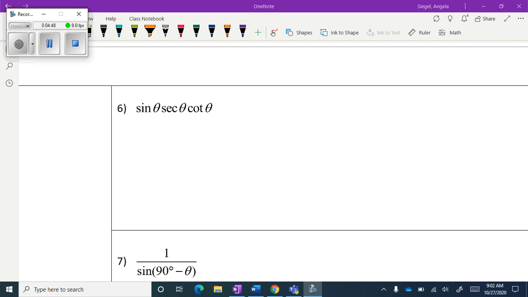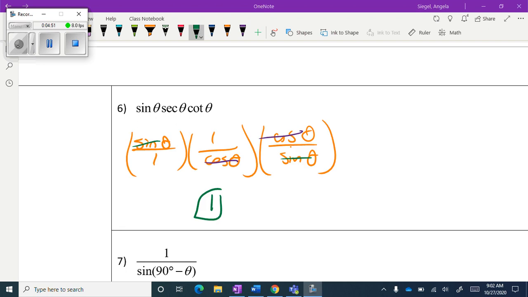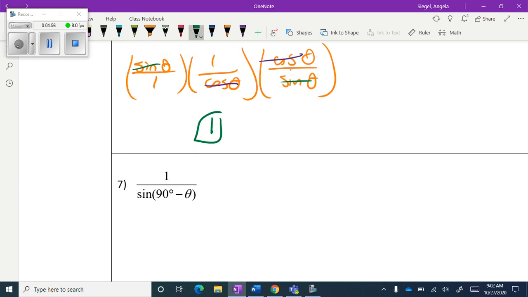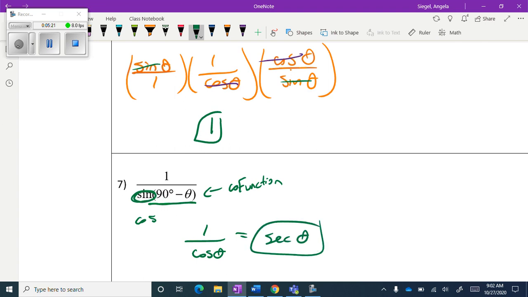Okay, go ahead and try number 6. Okay, so you should have seen that everything cancels out and you're left with 1. Okay, when you see this, I'm thinking cofunction. So what is the cofunction of sine? And so we learned that that is cosine. And so when you see this, it is the same thing as 1 over the cosine of theta. Well, we know that 1 over the cosine of theta is secant of theta. And so that would be our answer. So I just wanted to point that out when those come up.